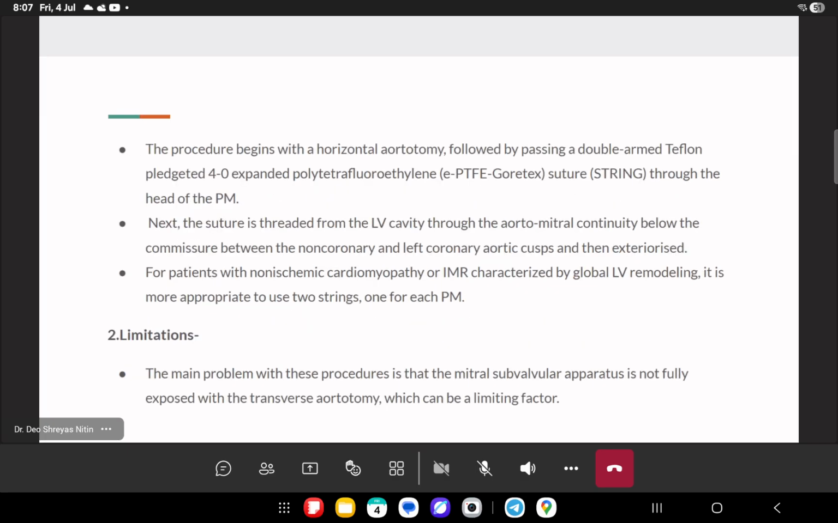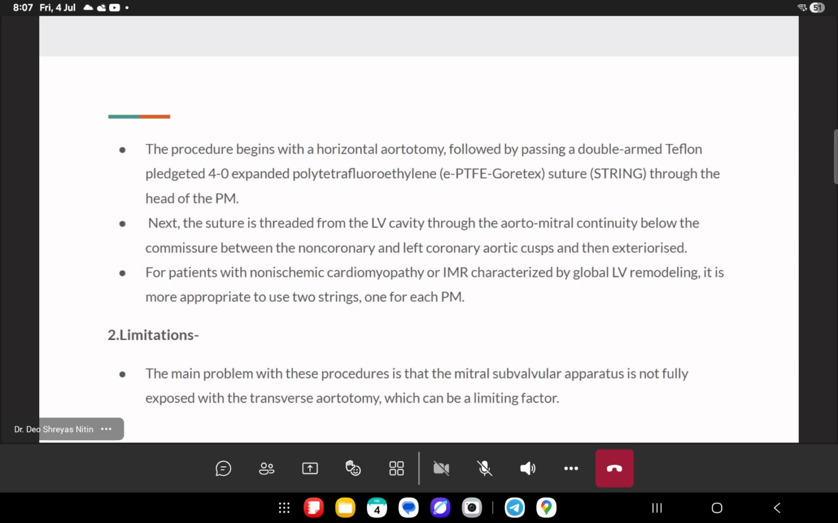The procedure begins with a horizontal aortotomy followed by passing a double-armed Teflon pledgeted 4-0 expanded polytetrafluoroethylene (PTFE) Gore-Tex suture string through the head of the papillary muscles. Next, the suture is threaded from the LV cavity through the aortomitral continuity below the commissure between the non-coronary and left coronary aortic cuff and then exteriorized.